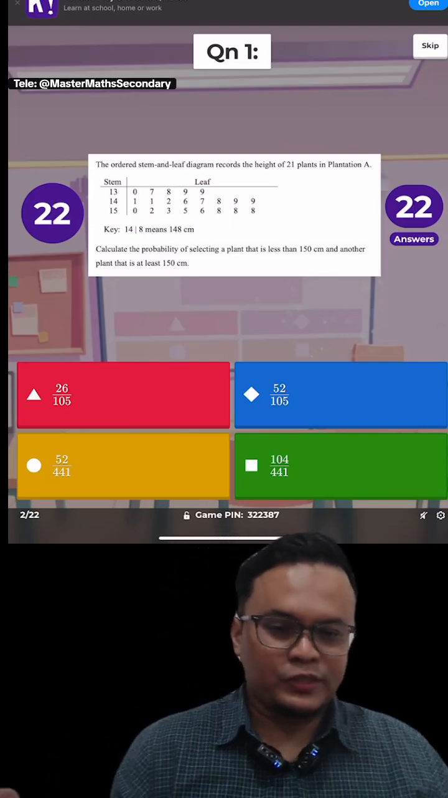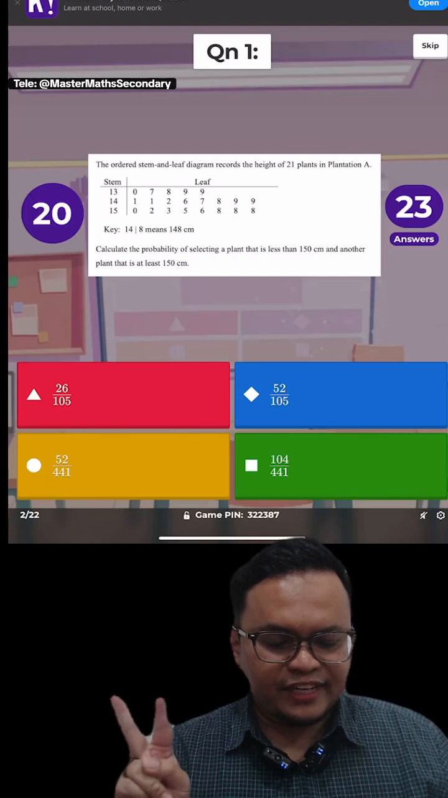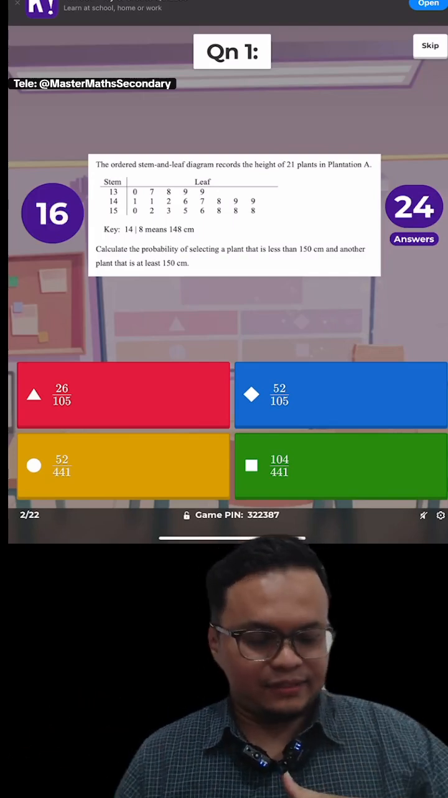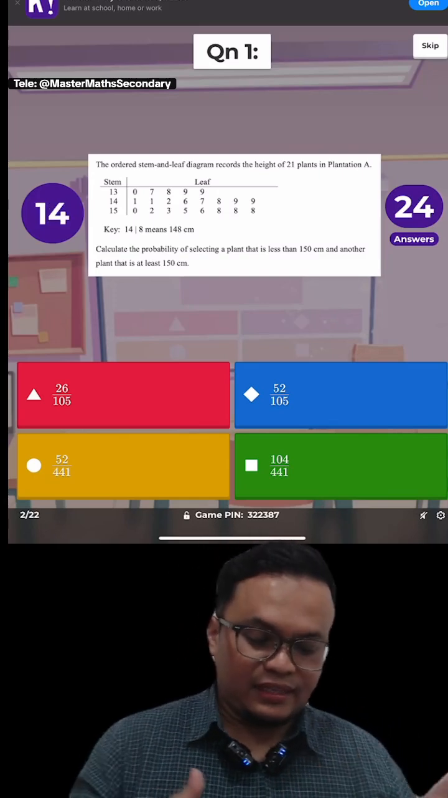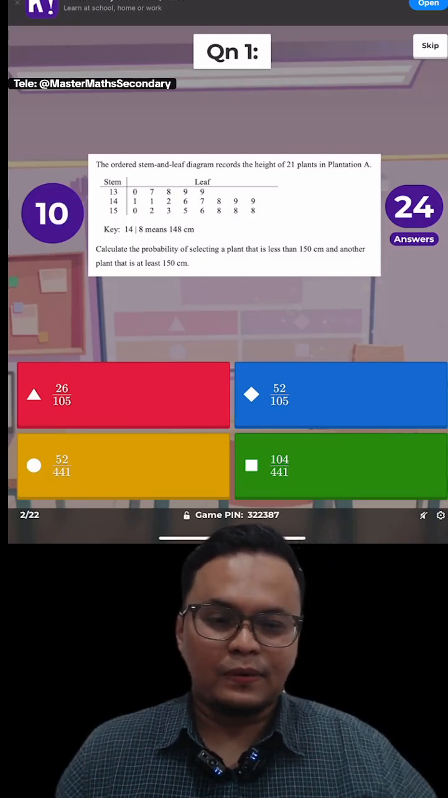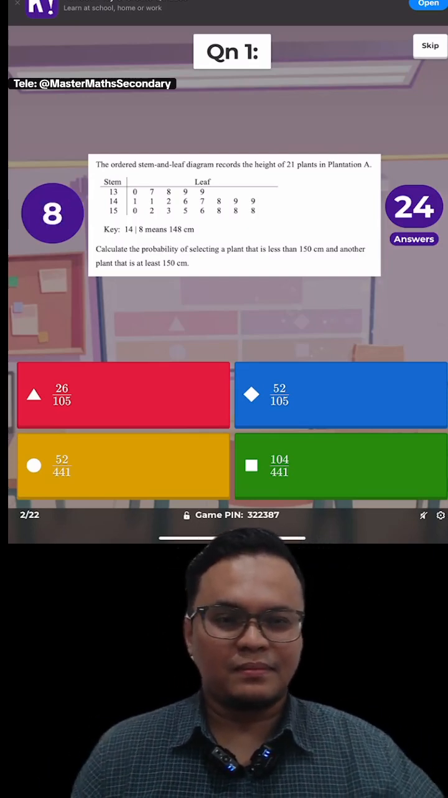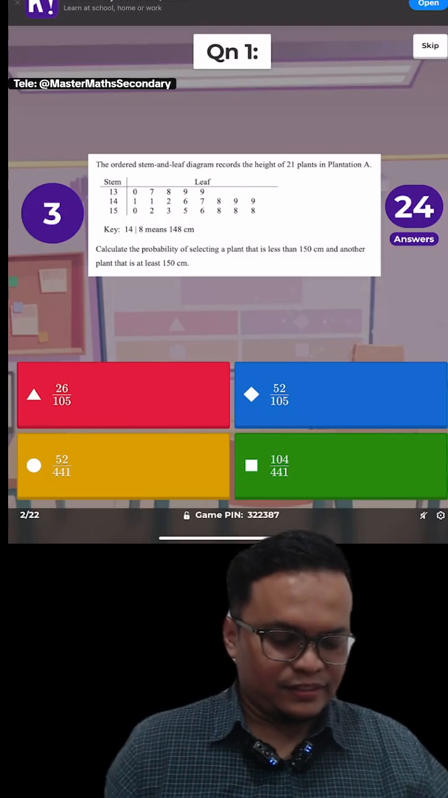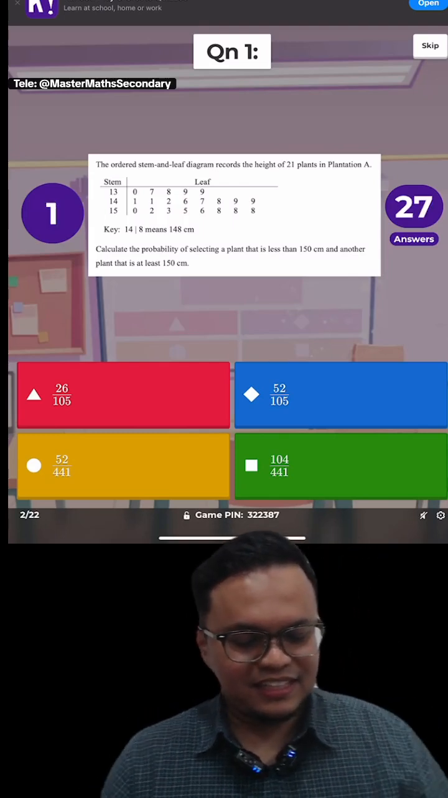Okay, so we are choosing 2 plants. You want to find the probability of selecting a plant that is less than 150 centimeters and another one at least 150 centimeters. So choosing 2 plants here. Okay, 3 seconds left, guys.